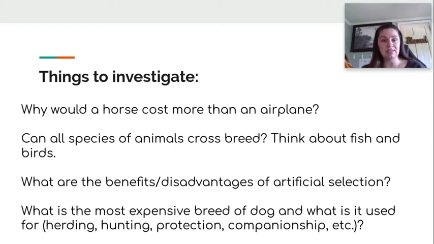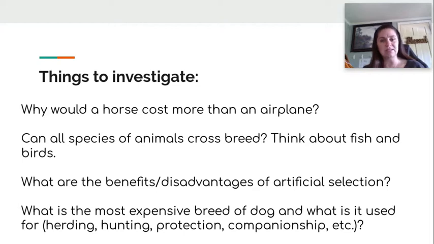So that brings us to this. Things that I want you to investigate before the next time we get together are, why would a racehorse cost more than an airplane? I just gave you a little bit of that. That's not the whole reason. It's not just because they win races, but there are other reasons. That kind of blows my mind. Next question is, can all species of animals crossbreed? And if that's true, what about fish? And what about birds? Do we have lots of different breeds of fish and birds?